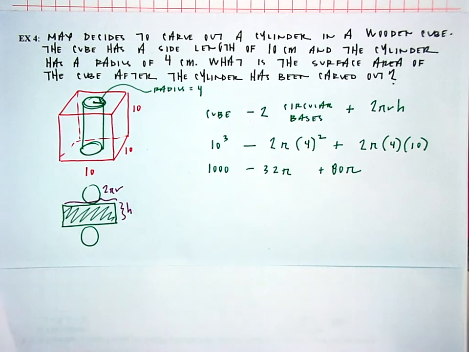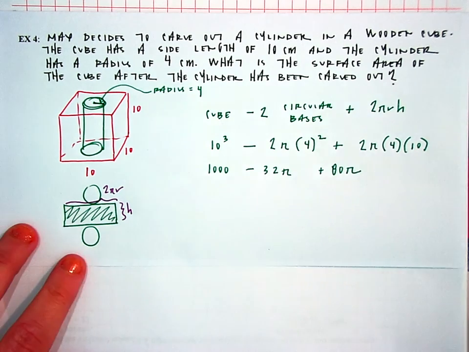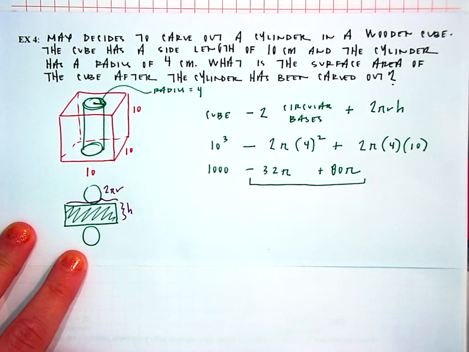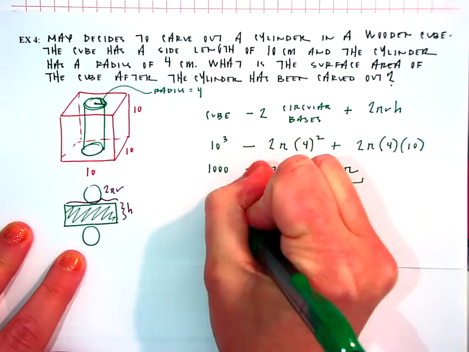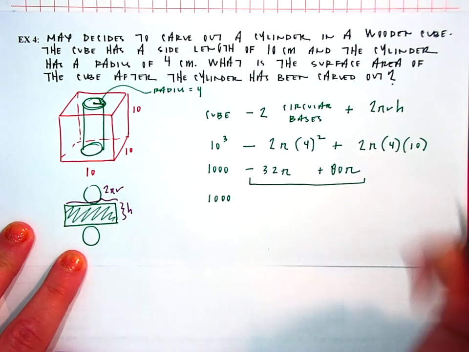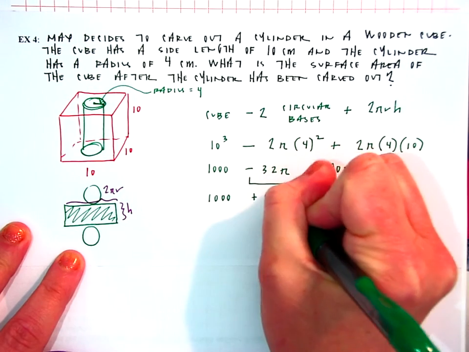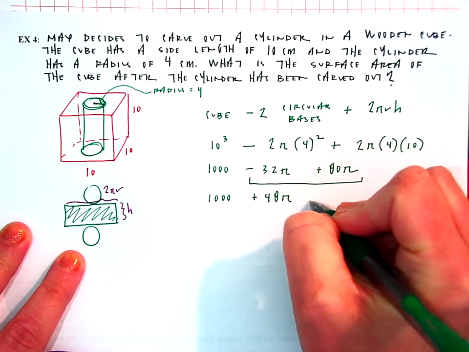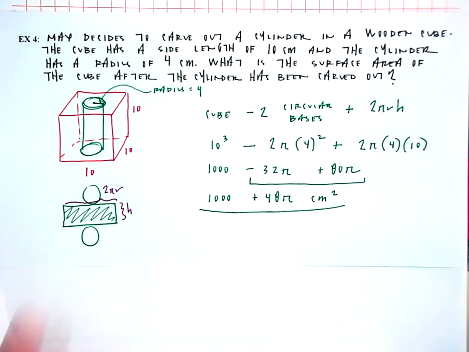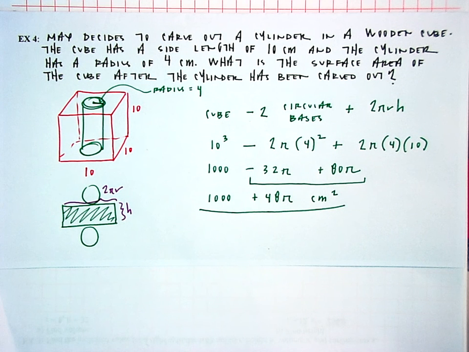So I can combine my like terms. My like terms here are these two terms that have a pi attached. So I really just have to combine the 80 and that 32. So I'm taking 1,000, and if I take a negative 32, add it to the 80, I'm adding 48 pi, and my units are centimeters, and they are squared. So there is my final answer with, I'm hopeful, some better ways to visualize the problem.